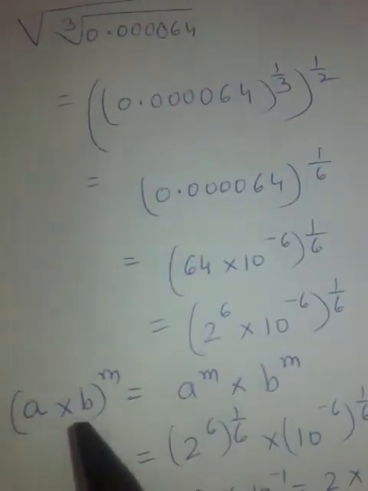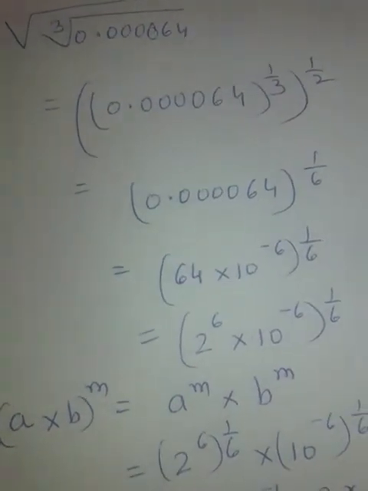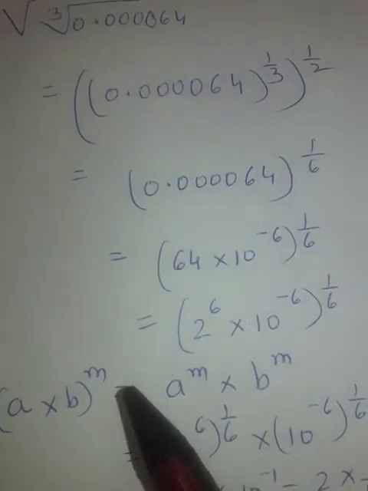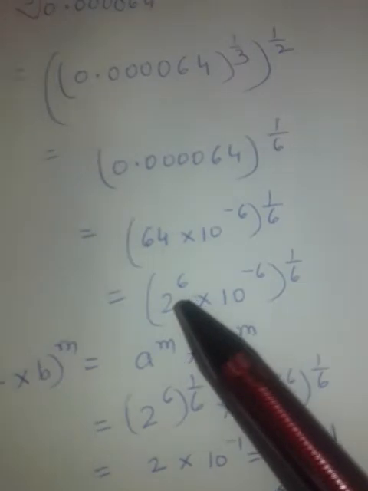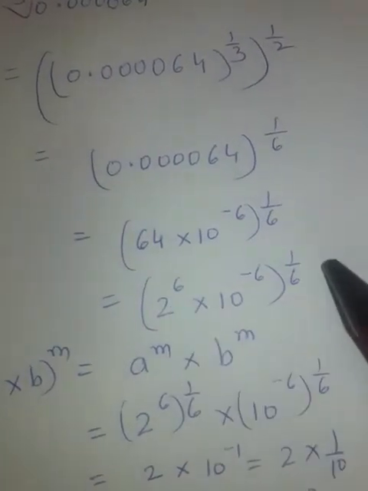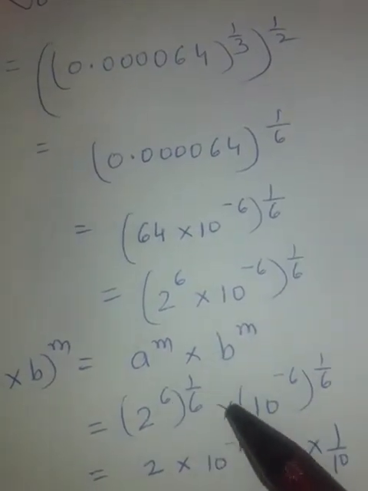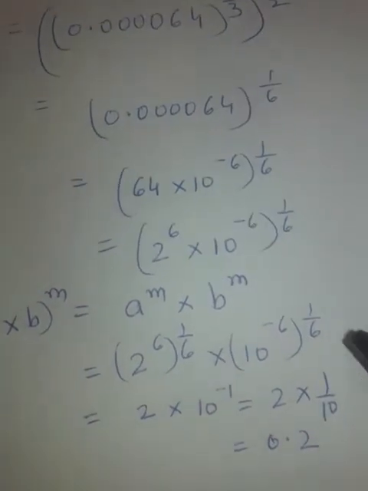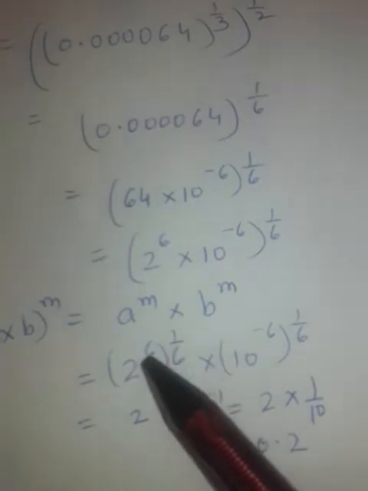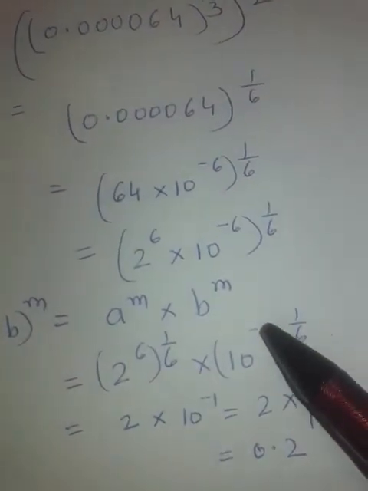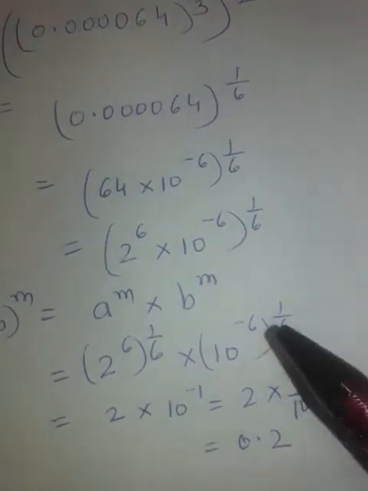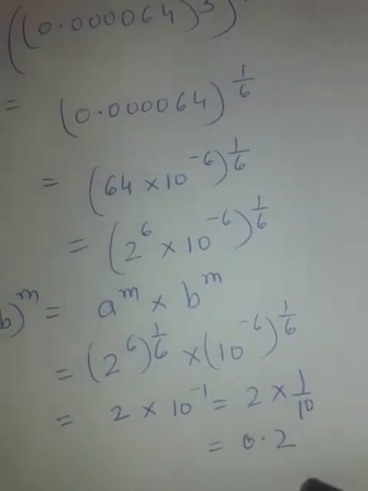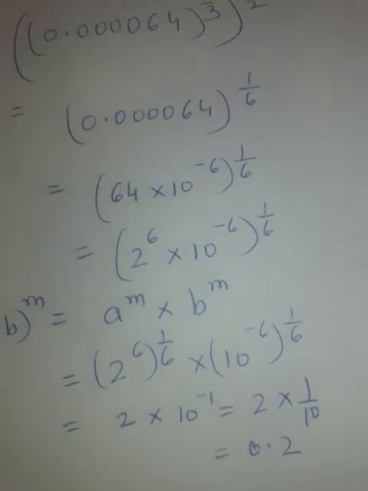Here we have to expand. A into B bracket raised to M is same as A raised to M into B raised to M. So this is same as 2 raised to 6 bracket raised to 1 by 6 multiplied by 10 raised to minus 6 bracket raised to 1 by 6. Take product. This is 2 raised to 1. Product 10 raised to minus 1. 10 raised to minus 1 means 1 upon 10. So 2 into 1 upon 10. Answer is 0.2.